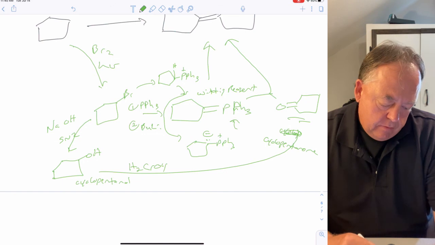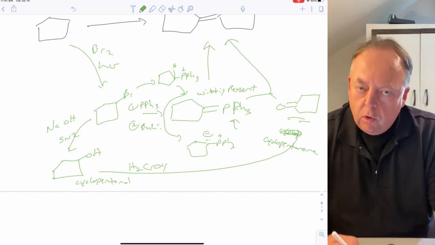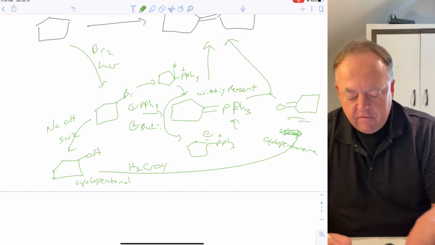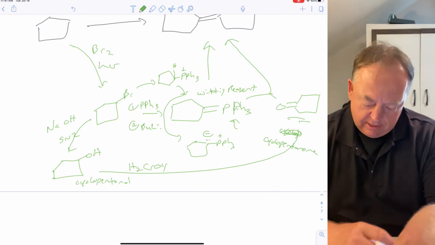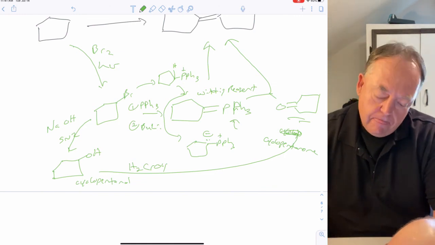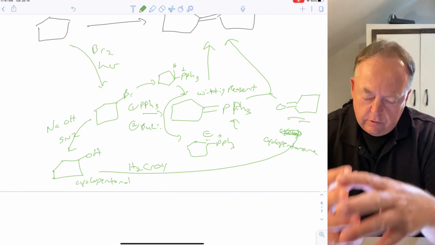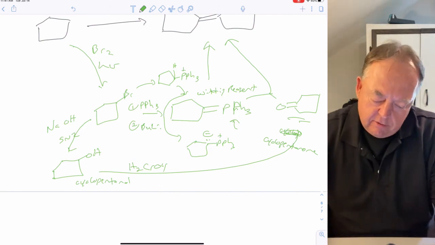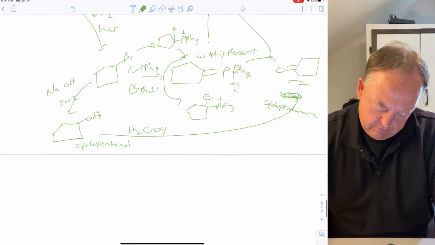So basically we would take cyclopentane, make a bunch of bromocyclopentane, and then take half of that and make the Wittig reagent, and take the other half and make cyclopentanone. And then once we had those two made, then we would react them with each other to make the final product. Okay.